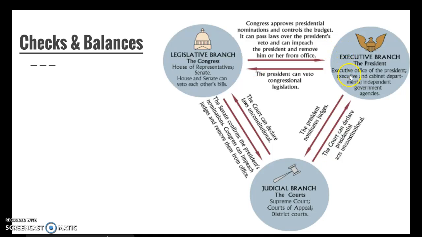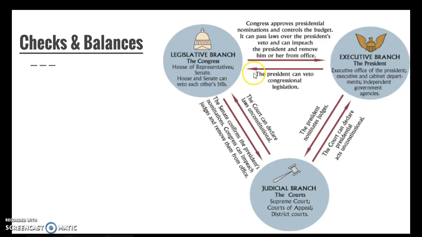So, for example, the president can veto congressional laws. So the Congress gets to write the laws, but before a bill becomes a law, it has to go to the president. He can either sign it, which means it becomes a law, or he can veto, which means he doesn't want it to become a law. So that's a power the executive branch has over the legislative branch.